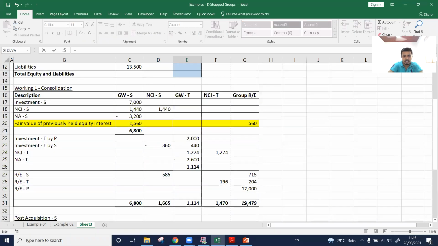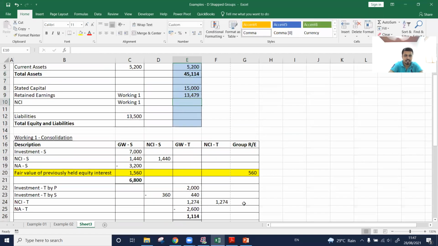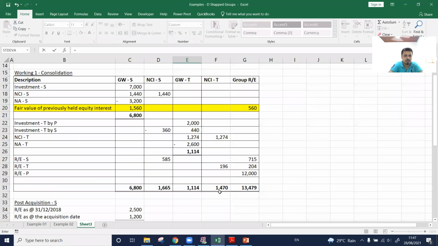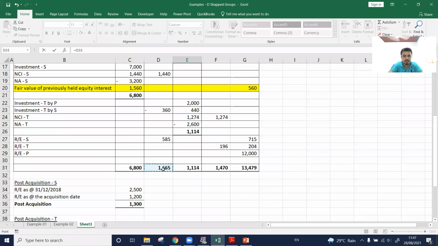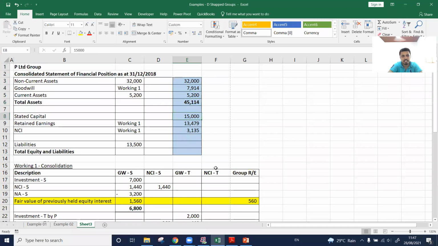Retained earnings we can take from the working, that should be 30,479. NCI value also we can take from the working, 1,665 plus this one, 1,470. So altogether 3,135. Liability is 13,500. Therefore, total equity and liability should also be equal to what? 45,140.